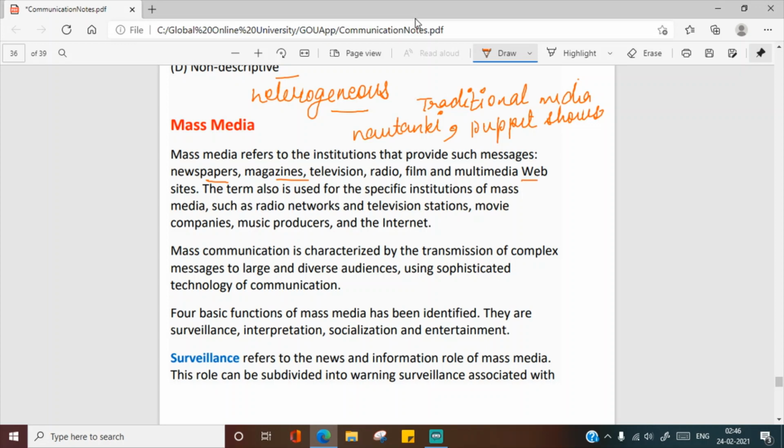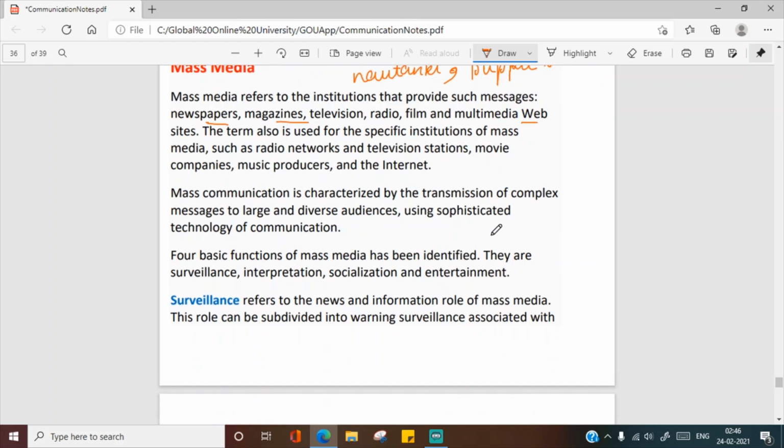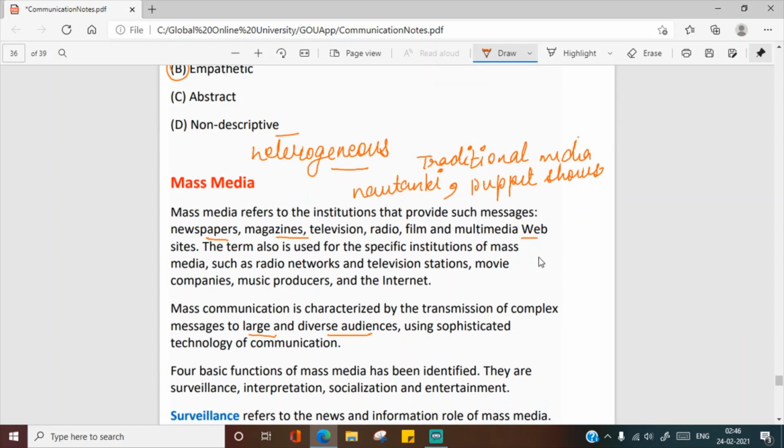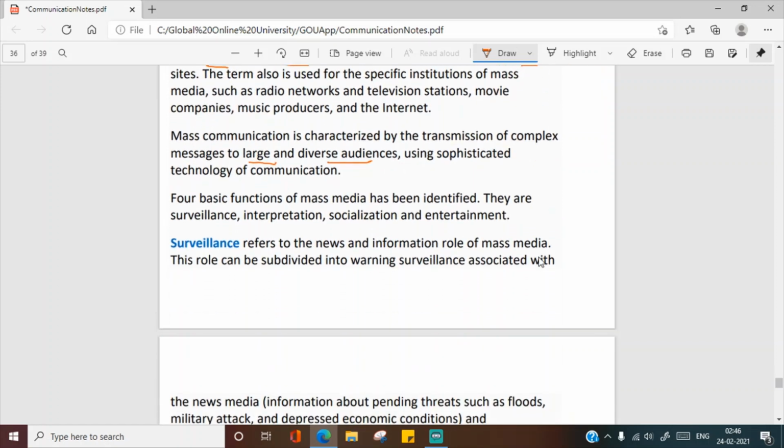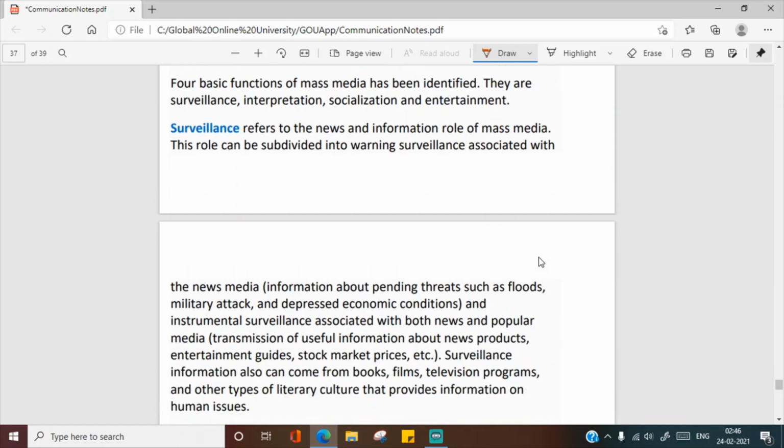Mass media communication is characterized by the transmission of complex messages to large and diverse audiences. That is what I was talking about. A heterogeneous audience is present, using sophisticated technology of communication. So we have four basic functions of mass media. The first is surveillance. Surveillance means the news and information role of mass media.